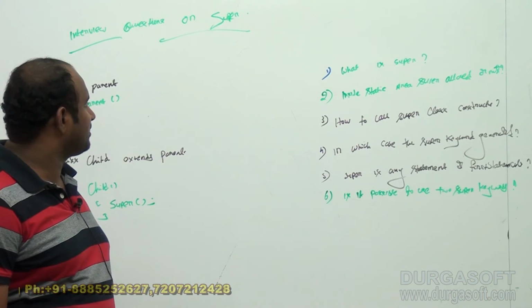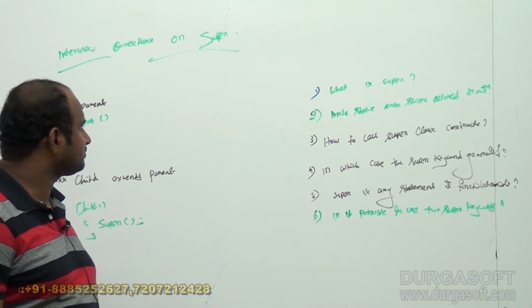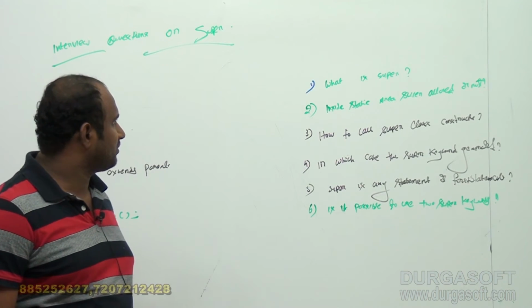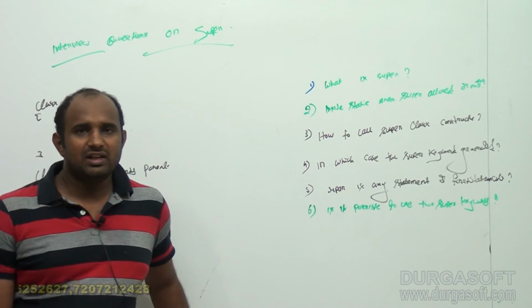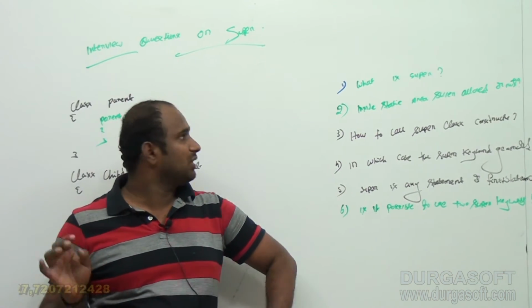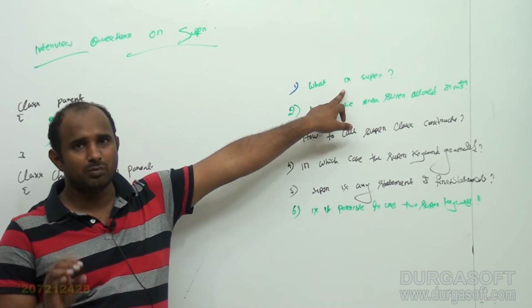So these are the main points regarding the super keyword. Clear? So in total, how many questions? 6 questions. Question number 1: what is super? Tell me what is the purpose of the super keyword? The super keyword represents the super class object.